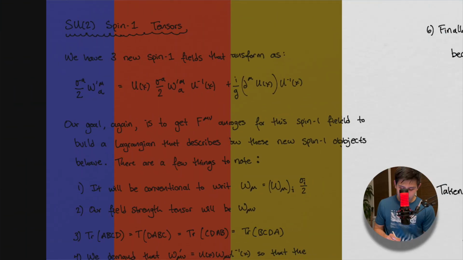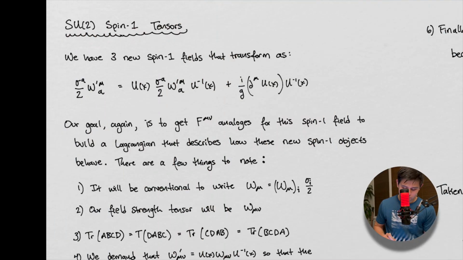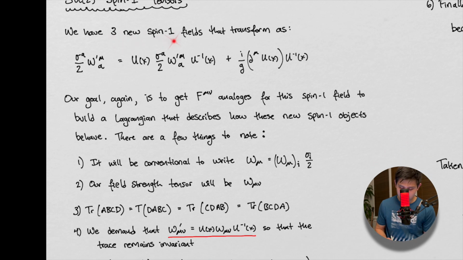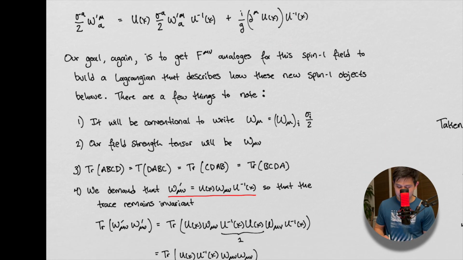Okay, so we're talking about the SU2 spin-1 tensors. So we have three new spin-1 fields that transform in this way. This is the punchline that we came to in the last video. So our main goal here, again, is to get the F mu nu analogs for the spin-1 field, to build a Lagrangian that describes how these new spin-1 objects behave.